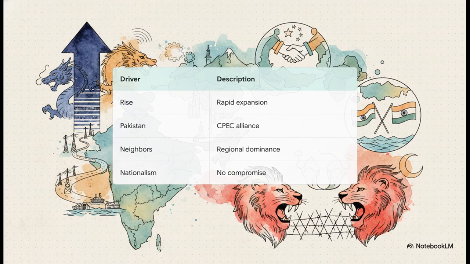Third, regional influence. Look, this isn't just about a snowy Himalayan border. Both of these nations are fiercely competing for economic and political dominance over smaller neighbors like Sri Lanka, Nepal, the Maldives, and Bangladesh. And finally, nationalism. There are incredibly strong nationalist sentiments in both domestic populations right now, which means that any sort of political compromise on territorial sovereignty is practically impossible for leaders in either capital to sell to their people.